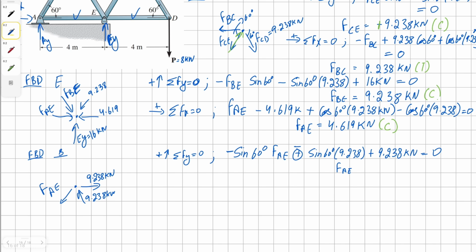Solving for member A, we get our solution as positive 4.619 kilonewton, and this member is in compression. There we have solved.